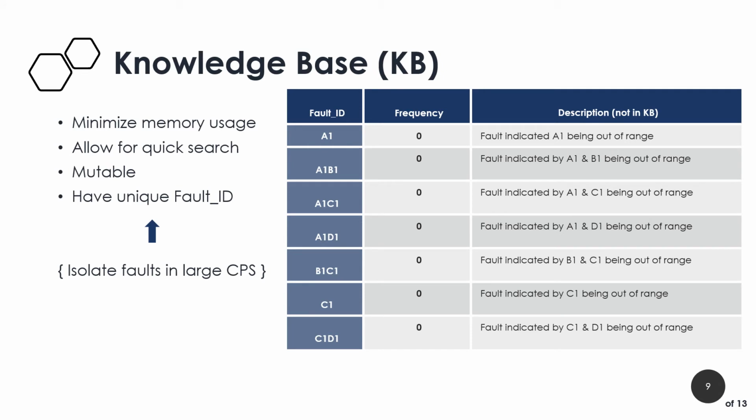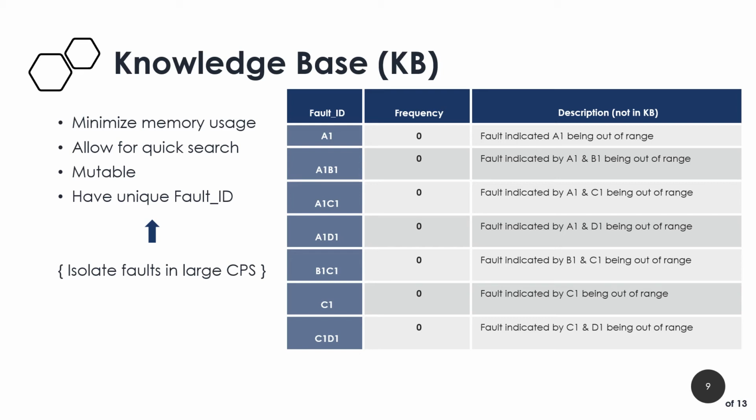Now, the next component is the knowledge base. So the knowledge base is defined to handle several requirements. The first thing is that we want to minimize memory usage. We want to allow for quick search. We want it to be mutable because, like you saw in the scheme, the knowledge base evolves through the life of the cyber physical system. We want it to have a unique fault identity, which we call the fault ID. And the reason for the fault ID is to ensure that we can isolate faults within a large cyber physical system. On the right here, what we have is the knowledge base.